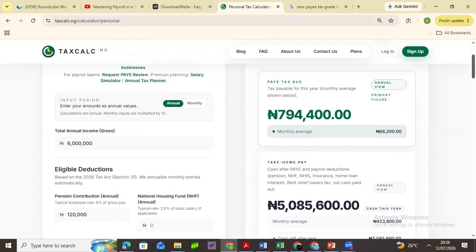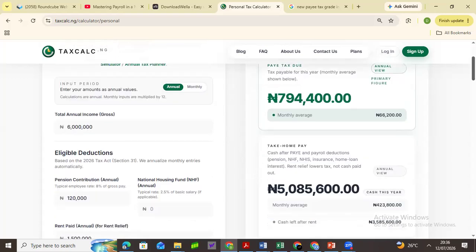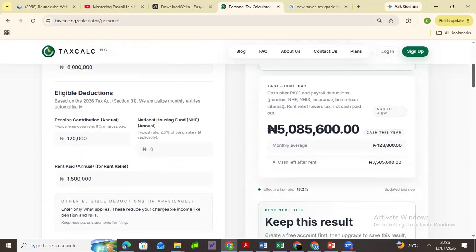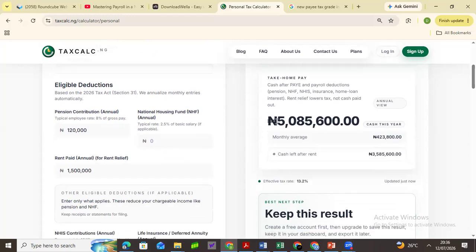Can you see the result? So after deductions, pension and everything, rent relief, what's left to be taxed is this instead of the 6 million naira that we inputted. Can you see? The change is no more 6 million. So they're not taxing 6 million, they're taxing 5 million naira.